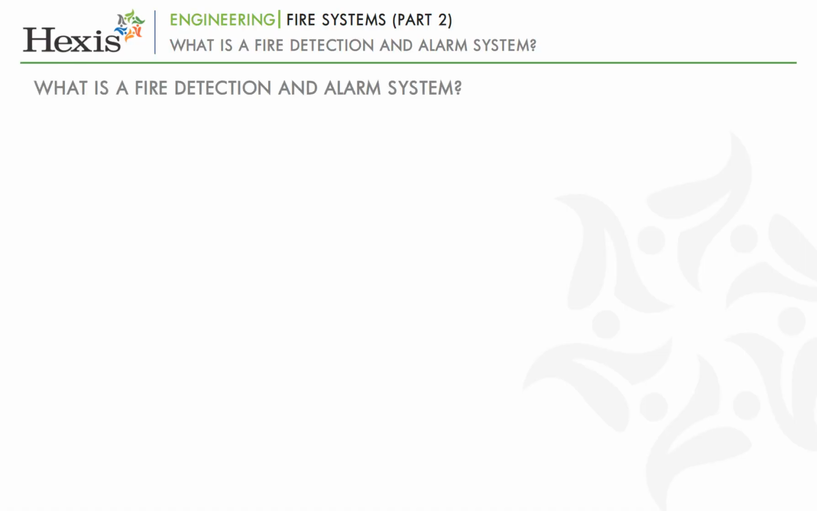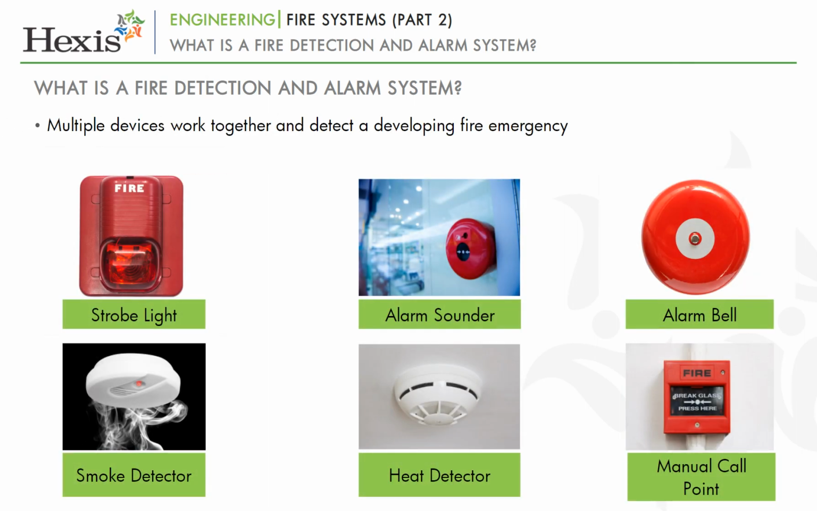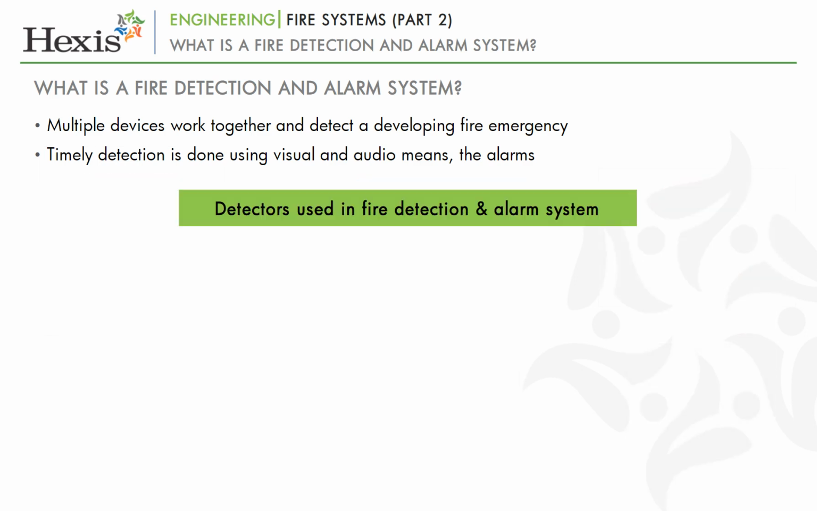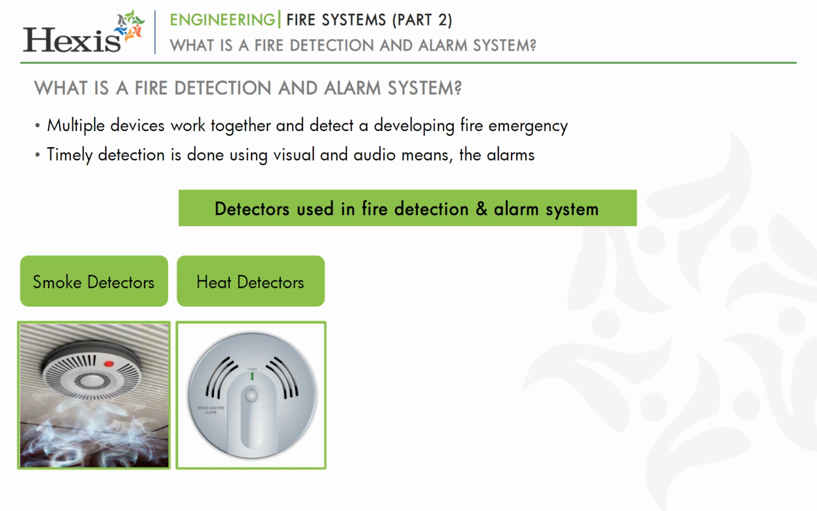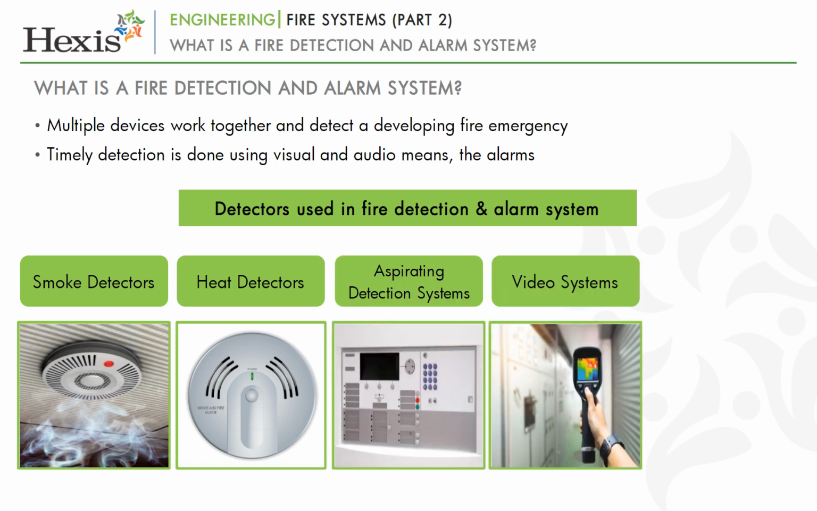Now let's understand what a fire detection and alarm system is. A fire detection and alarm system has multiple devices working together to detect a developing fire emergency in a timely manner and to alert the building occupants and emergency teams through visual and audio means, the alarms. The detection is carried out by automatic smoke or heat detectors or aspirating type detection systems. Video systems are also increasingly being used to detect fires.